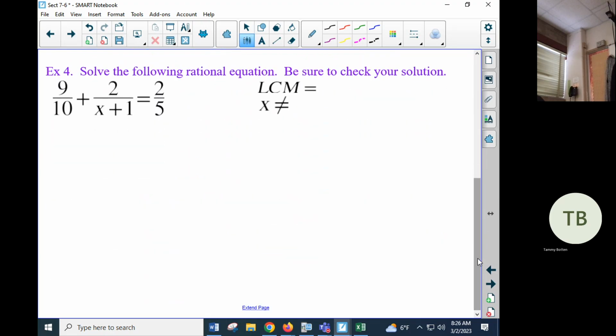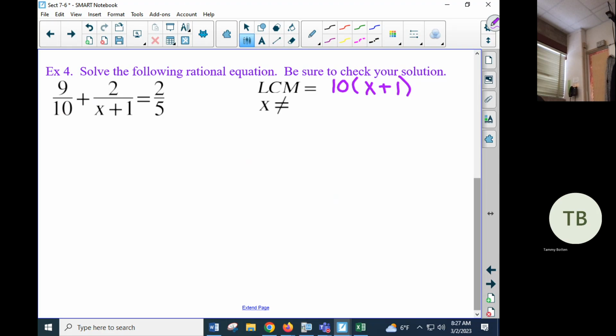Now, if we look at example 4, this one, we have a 10 and a 5. So you think, what number do 10 and 5 both go into? And it's 10. 10 divided by 10 is 1, 10 divided by 5 is 2. Then when you have something where it's like x plus something or x minus something, that is one of your factors that have to be over here. So if I had an x plus 2 and an x plus 1, I'd have to put both of them here.